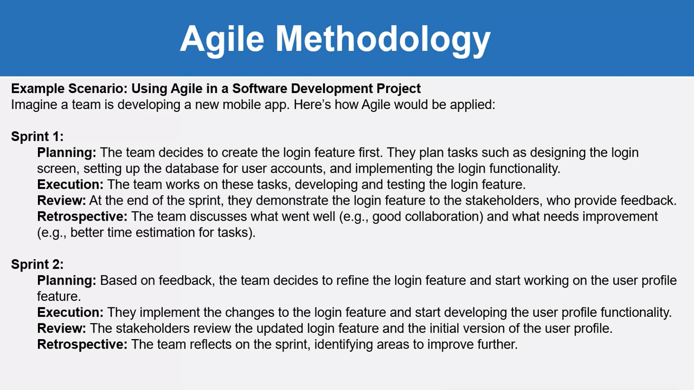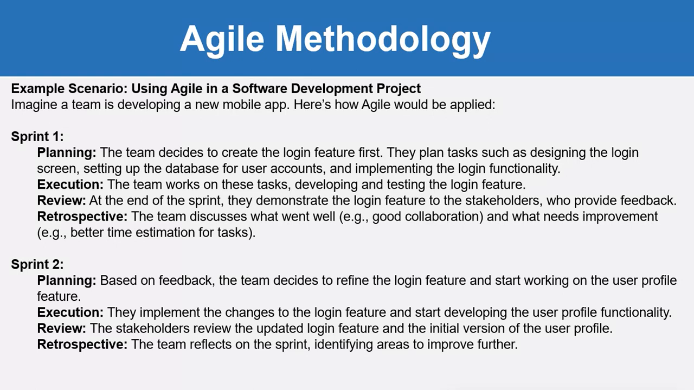So, an example scenario: using Agile in software development projects. Imagine that a team is developing a new mobile application. If we talk about sprint 1, in sprint 1 we do the planning. That means the team decides to create the login feature first. They plan tasks such as designing the login screen, setting up a database for user accounts, and implementing the login functionality. In the execution phase, the team works on these tasks. That means software developers are coding, developing, and testing the login feature.